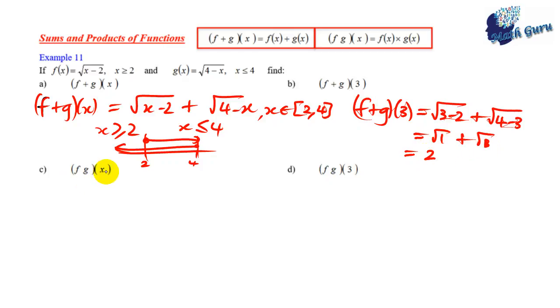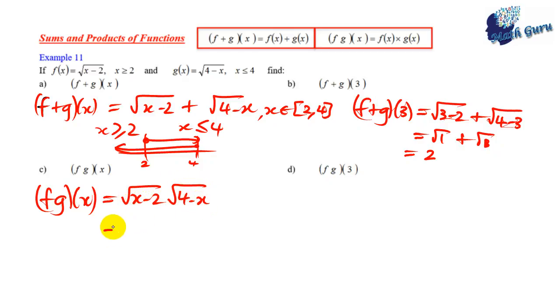Okay, f times g of x, so that's the product of the two. That will be root x minus 2 times root 4 minus x. We can put them under the same square root, so x minus 2 times 4 minus x. If you wanted to, you could expand that, but I wouldn't bother. And we also know that our domain will be exactly the same as what it is up here, because it's where the two functions intersect, which in this case is x as an element of 2 to 4. We know that it can't be anything outside of that, because we would end up with a negative underneath the bracket, and we can't square root a negative.